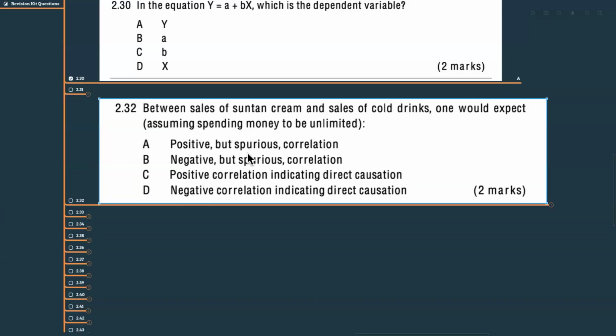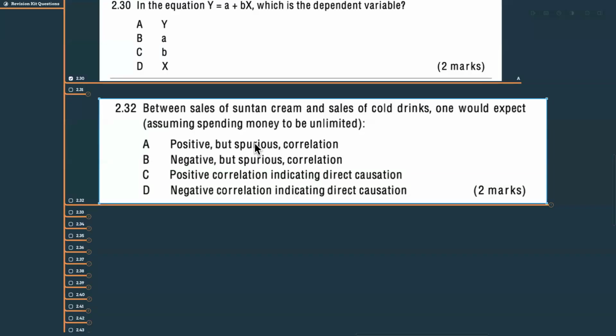At the same time, they're saying something about spurious. Spurious means what? A fake or misleading connection. It looks related, that sunscreen sales influence the cold drink sales or cold drink sales influence the suntan cream. It looks like a fake misleading connection. It looks related, but actually it is not directly causing each other. So what's the word we can use? That's called spurious. So it's positive. There is a correlation between these two items, but it's spurious because it is influenced by a third factor, hot weather.